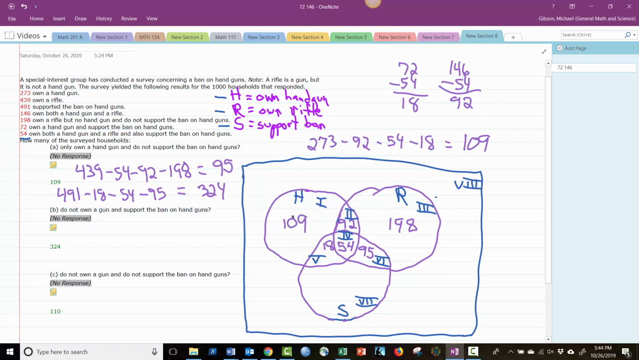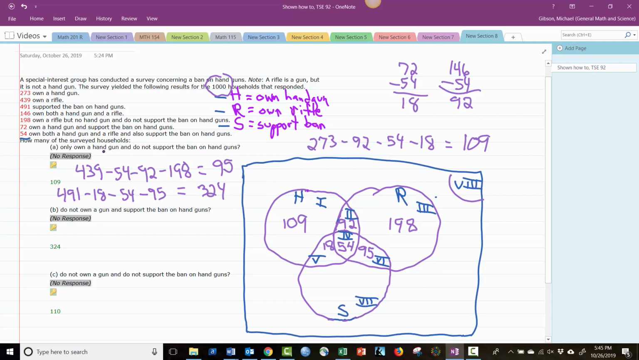Now, if we need to, I'm not sure, it'll depend on the questions, we can also figure out how much is out here in this area, this one here, area 8. Remember, these are the people that are not in any of those. It'll just depend on what question they ask. If we need it, we noticed that it said there were 1,000 people surveyed, right? So this number here would be 1,000 minus all these other numbers. So let's see what questions they ask.